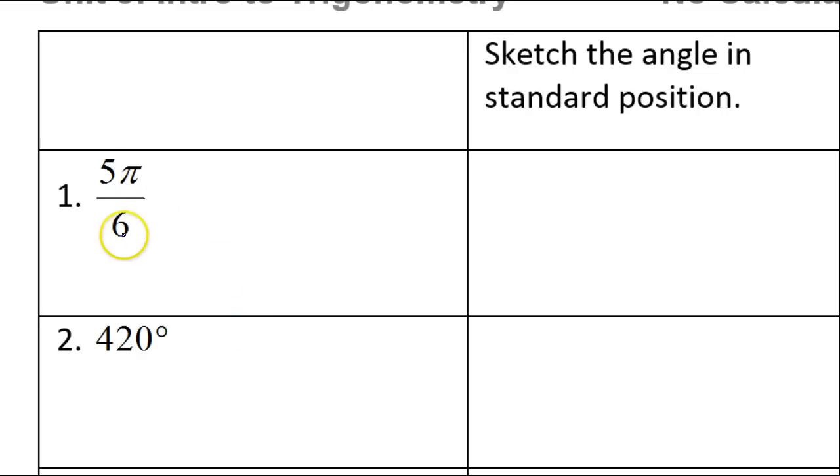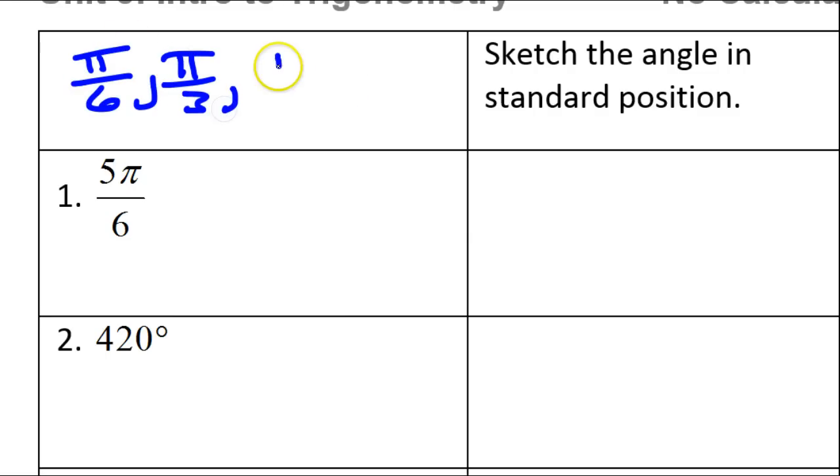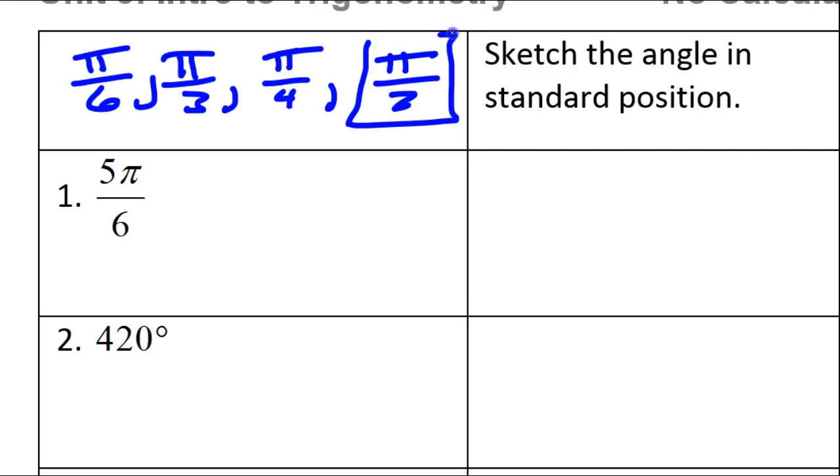Look at 5 pi over 6. This is one of my special angles. The special ones are pi over 6 and pi over 3 and pi over 4, and also pi over 2, though that sort of falls into its own category. So when I look at any of my special angles, the first thing I do is take my circle and divide it up into pieces that have this size.